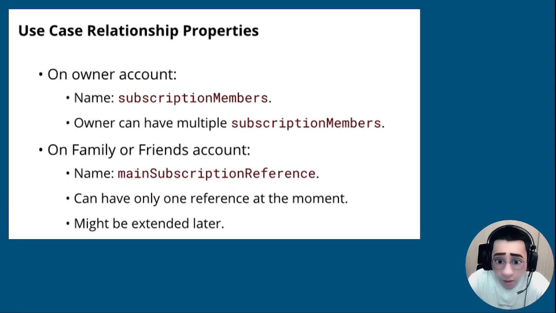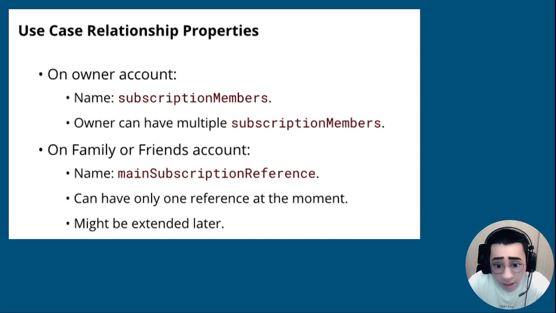So when we look at it from the relationship property perspective on the owner's account, we will create a property called subscription members, so we can track who are the family or friends we are adding to share our account with. And the owner can have multiple subscription members. So this is the data model or data design that we are going through.